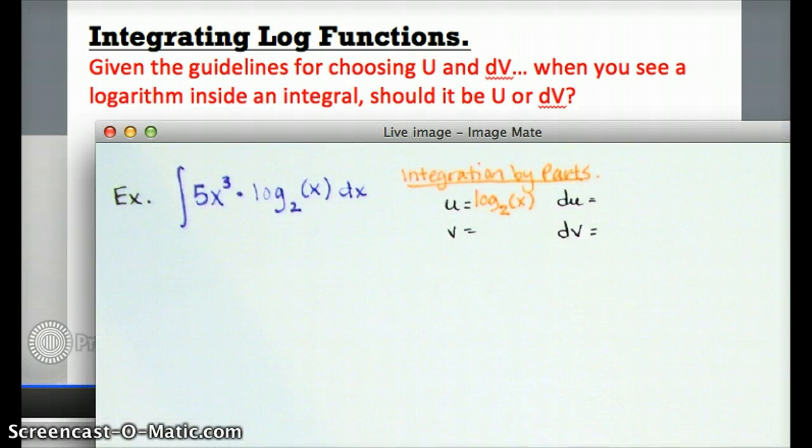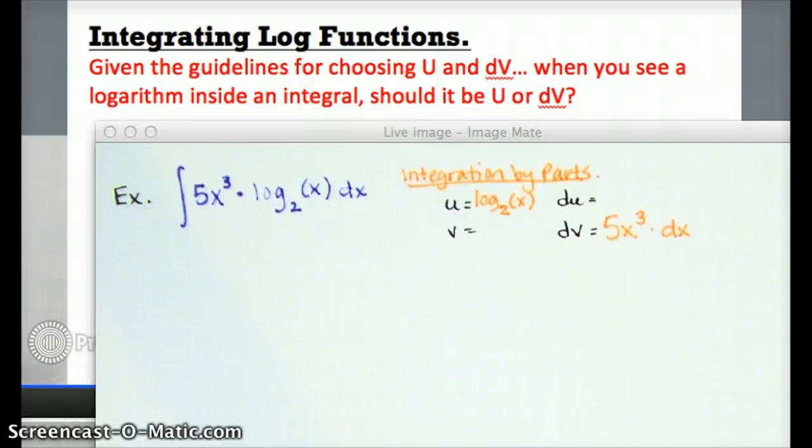In this first example, we would have to choose log base 2 of x to be our u value. Okay, so that means dv has to be everything else, including the dx. So dv in this example is going to equal 5x cubed times dx. From there, we just follow the normal integration by parts steps. The next step is to figure out what du and v are.